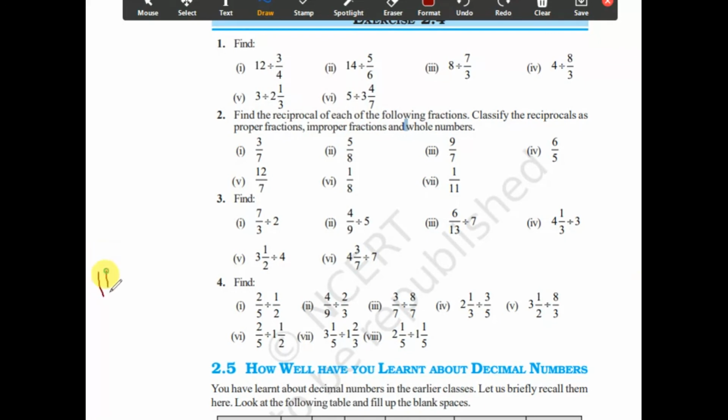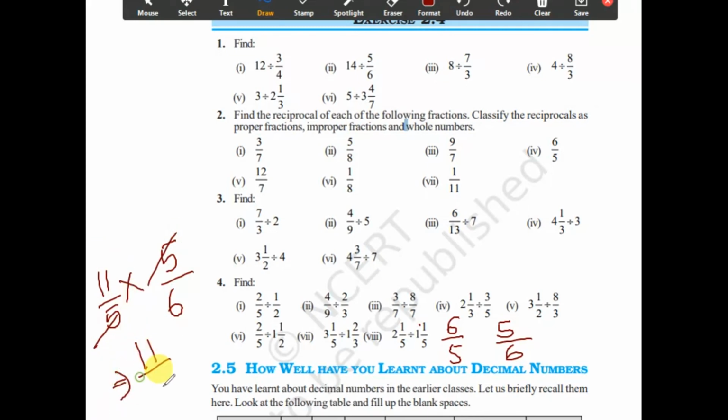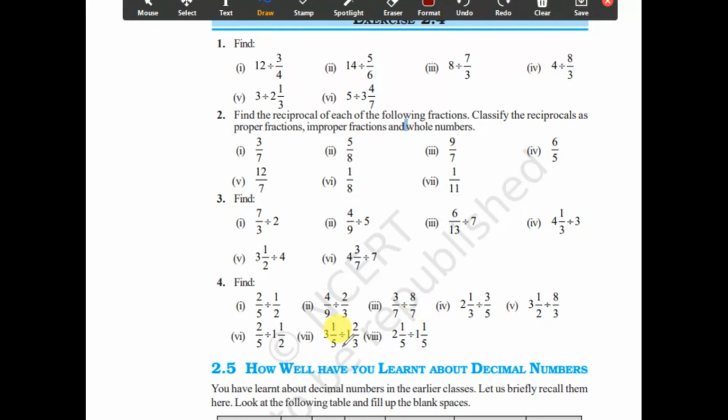Okay, and this one, 2 5s are 10 plus 1, 11, 11 by 5 into 5 1s are 5 plus 1, 6 by 5, and take the reciprocal of this, it will become 5 by 6. So multiply 5 by 6. So 5 5 will be cancelled and you have 11 by 6. So answer is 11 by 6.